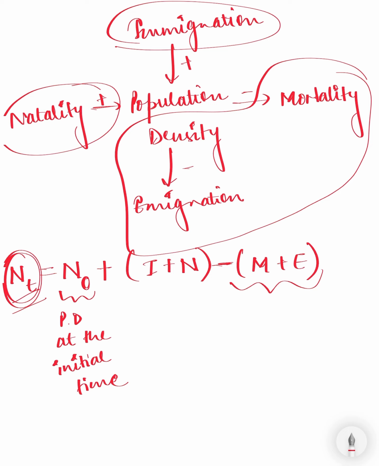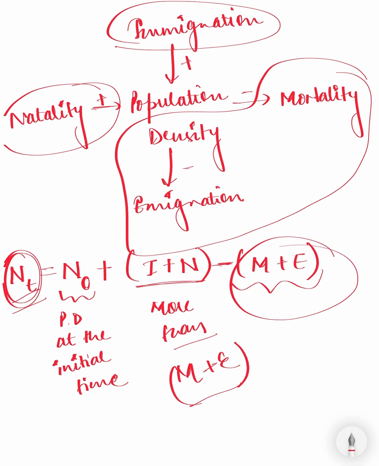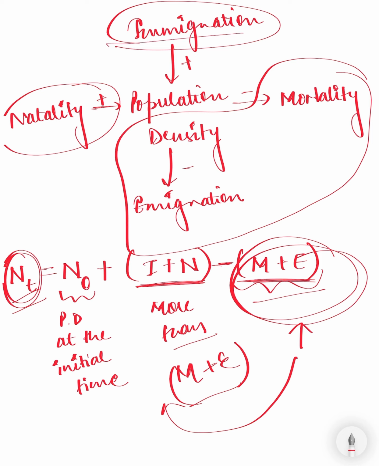This equation shows that population density will increase if the number of births and the number of immigrants, if these two are more than mortality and emigration. But the population will decrease if this parameter is higher as compared to this one. Because if we see here, these two are actually opposite of each other. Immigration and emigration are opposite, and natality and mortality are completely opposite of each other. So this is the formula for calculating the population density.